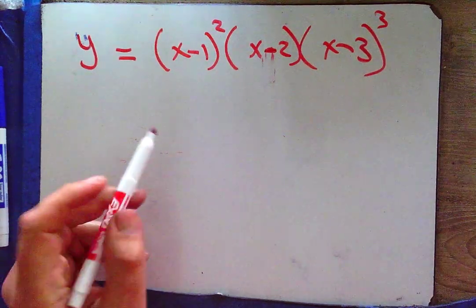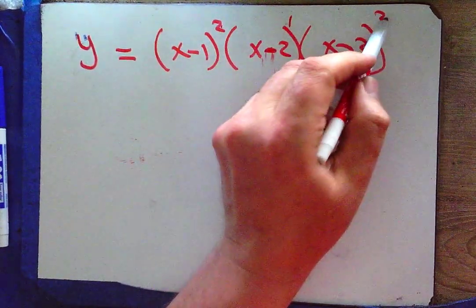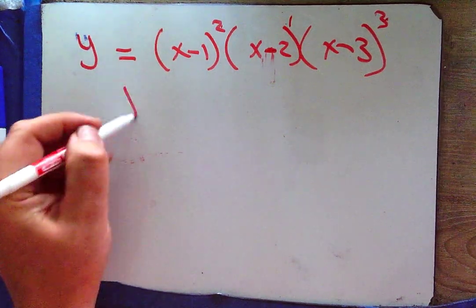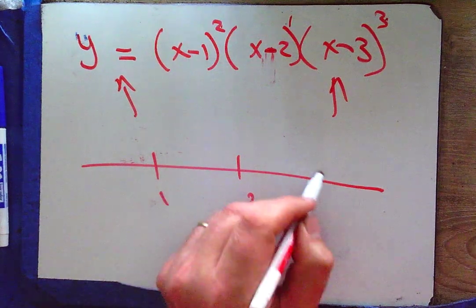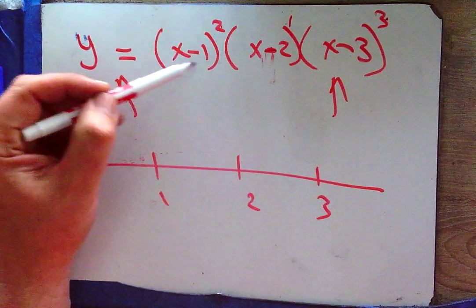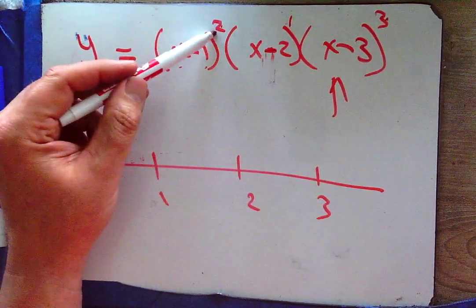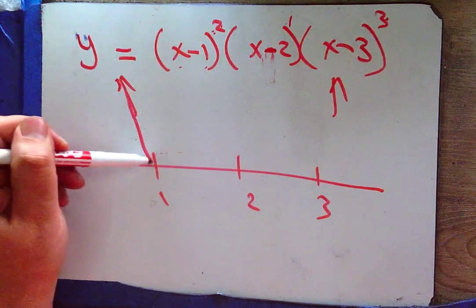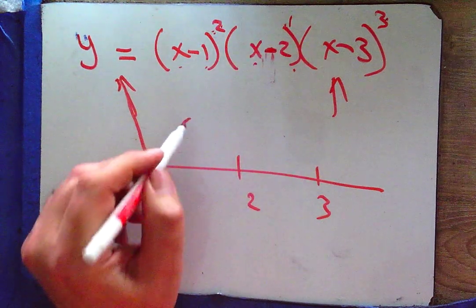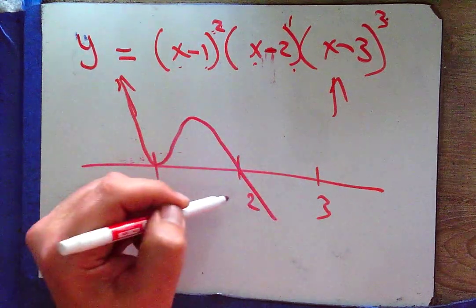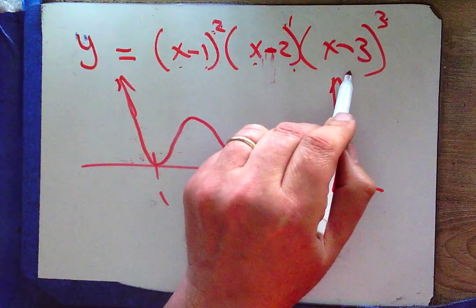Okay, welcome back. 2 plus 1 plus 3 is x to the 6th, so both ends go up. I have zeros at 1, 2, and 3. But what am I supposed to be doing at 1? I'm bouncing. So I'm going to come down and bounce. At 2, because of the multiplicity of 1, I'm just going to pass through. But what happens when I get to 3?